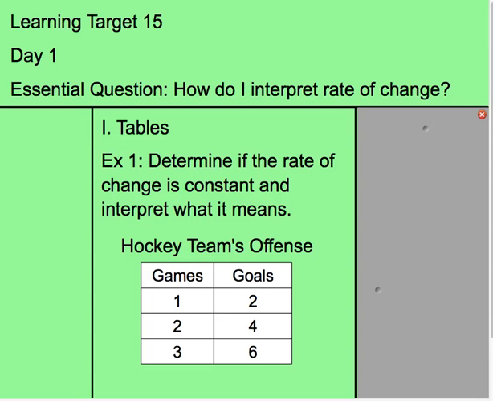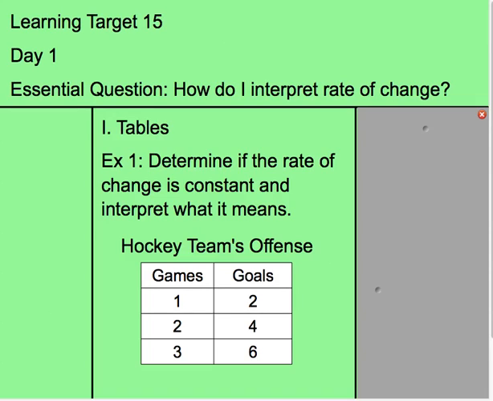First thing we're going to do is look at how to find rate of change from a table. So our essential question today is, how do I interpret rate of change? Rate of change typically has labels that tell us what it is that's changing with respect to one another. So the first thing we want to do is determine if the rate of change is constant. If the rate of change is constant, it is linear, and that's what this entire unit is about, linear functions. If the rate of change is not constant, it is not linear, but we can still interpret what it means.